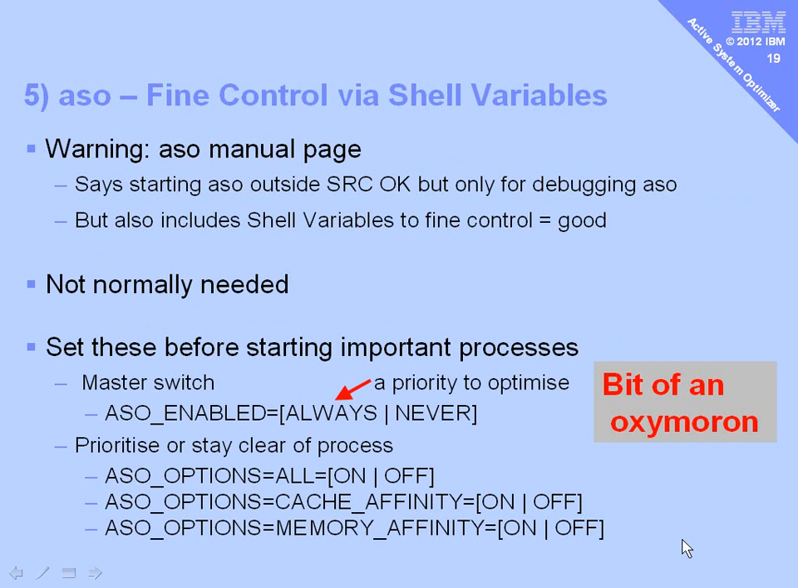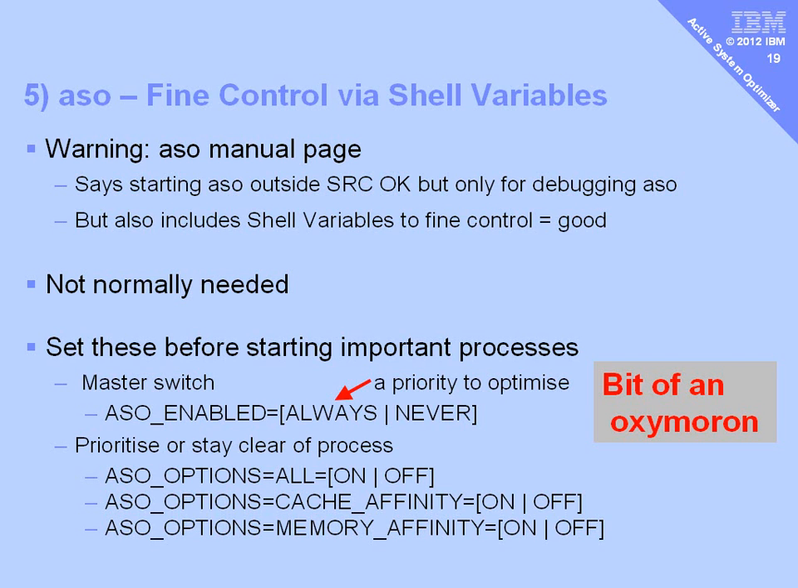When I first read the manual page for the aso command, I got a little bit confused. It says that you can run ASO outside of the system resource controller, but I'm pretty sure that's only for debugging purposes, so we don't want to do that normally. But the second half includes some shell variables that you can set before you start your applications and your processes running, and this drops hints to ASO about which processes it should try hardest to optimize.